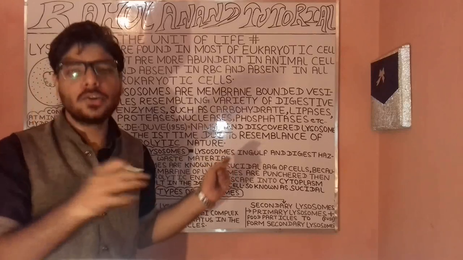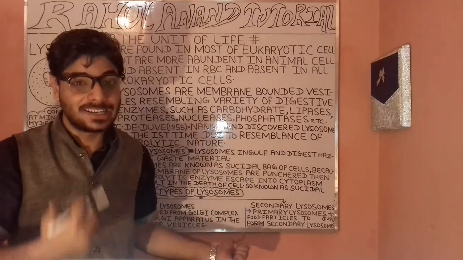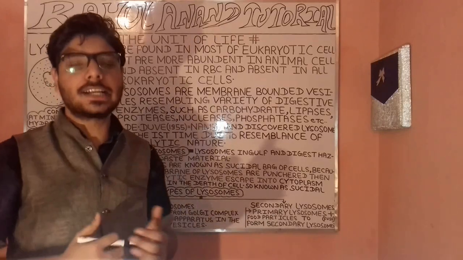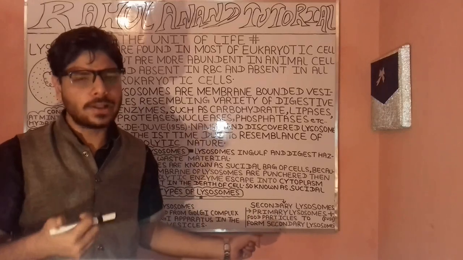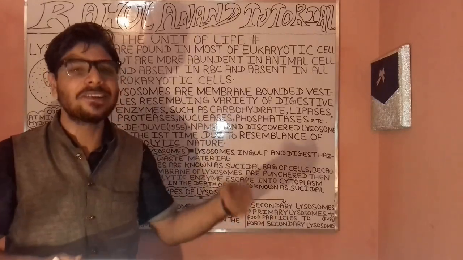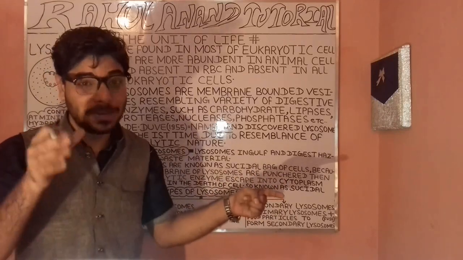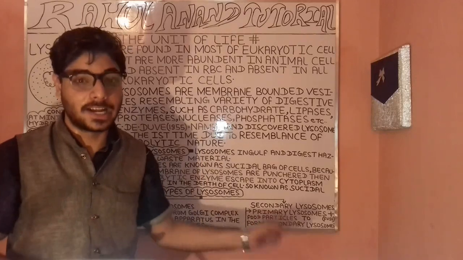So when your food ingredient combines with the primary lysosomes, it results in the formation of what? The secondary lysosomes. Or you can say that when the food particles or food ingredients fuse with the primary lysosomes, the result obtained will be the secondary lysosomes.